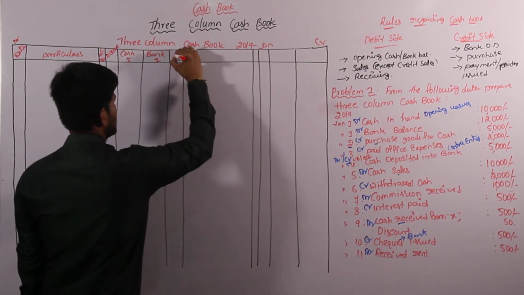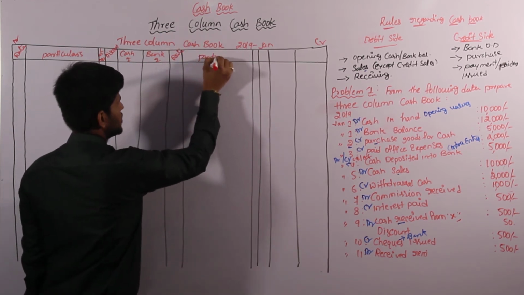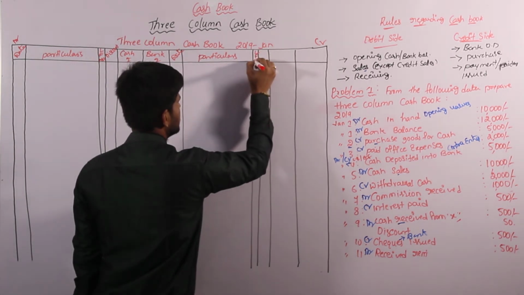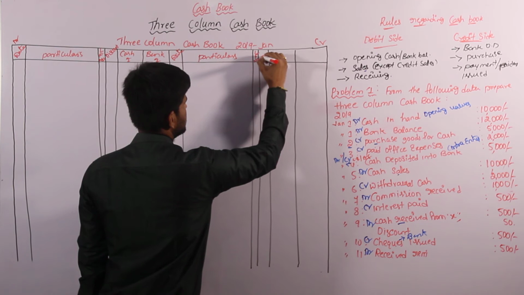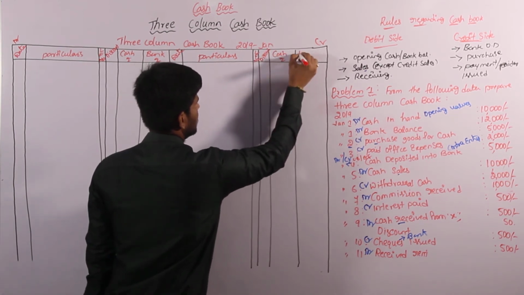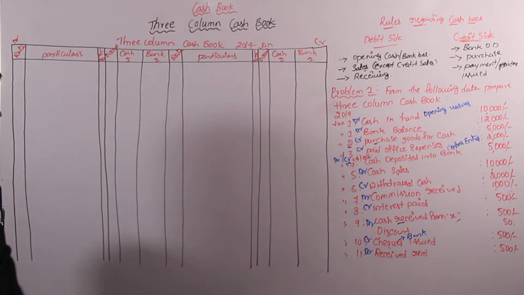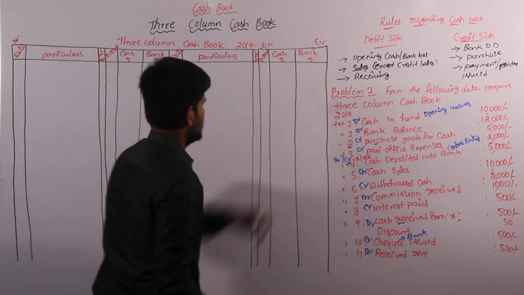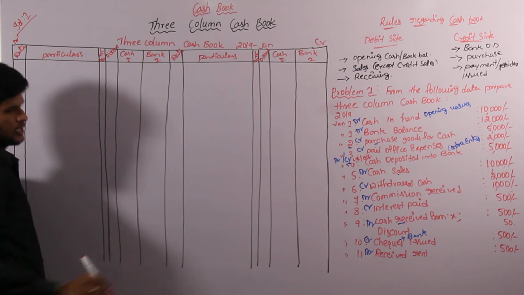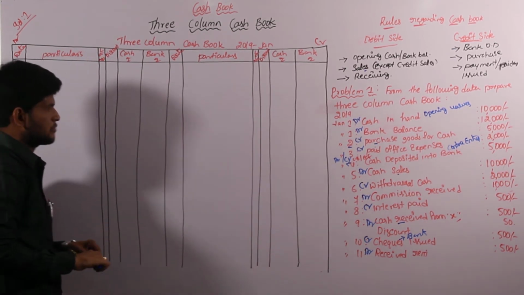And the next part is the credit side. First column date, and the next column also the same, particulars. Here LF, ledger folio number, and this column discount, this column cash, and bank. This is the pro forma regarding the 3-column cash book. Solution number 1.